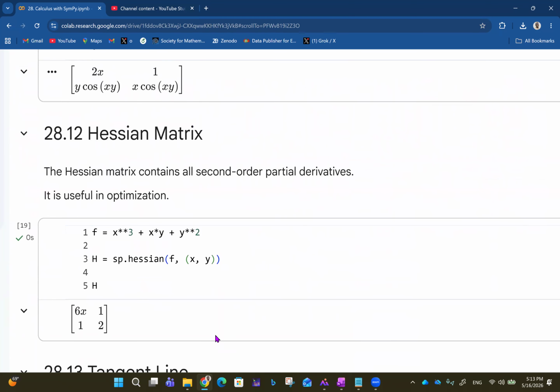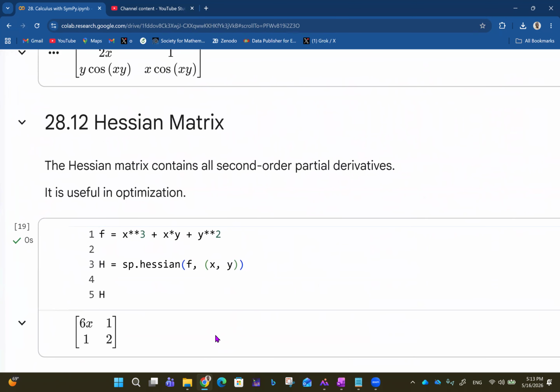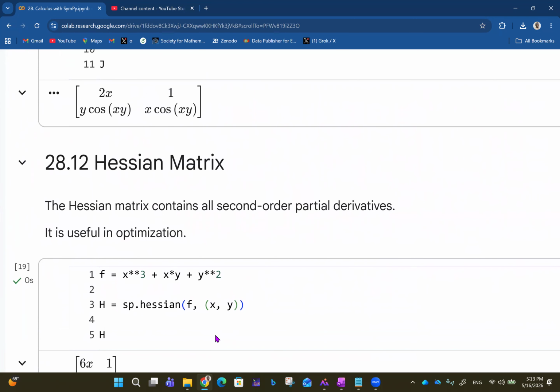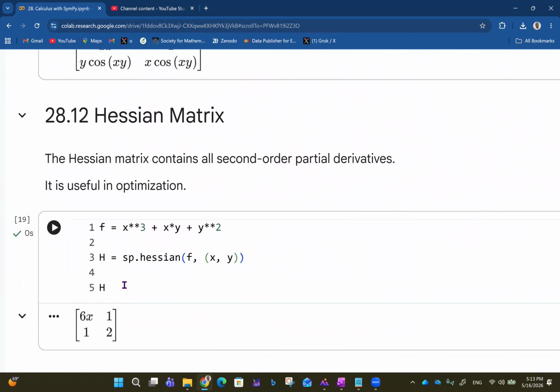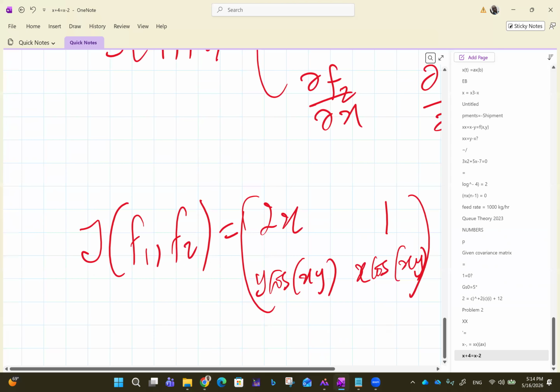Then you have the Hessian matrix. The Hessian matrix contains all second order partial derivatives. It is useful in optimization. So what's happening here is this. If you have x cubed plus xy plus y squared, H will be sp.hessian of f with respect to x and y. So you have all the second derivatives in short. So this is what the Hessian is about.